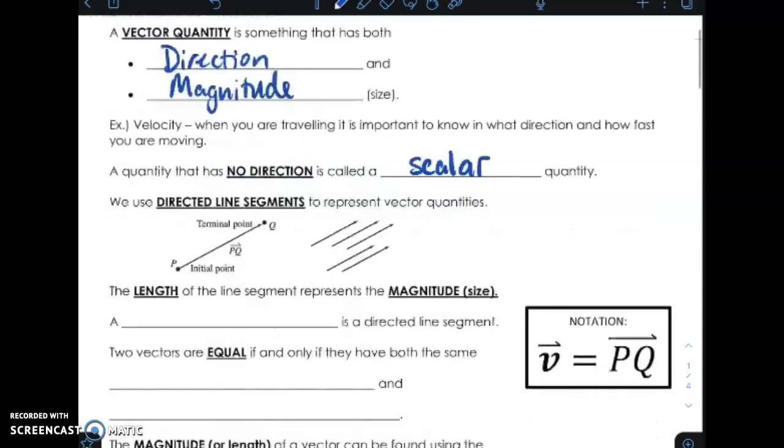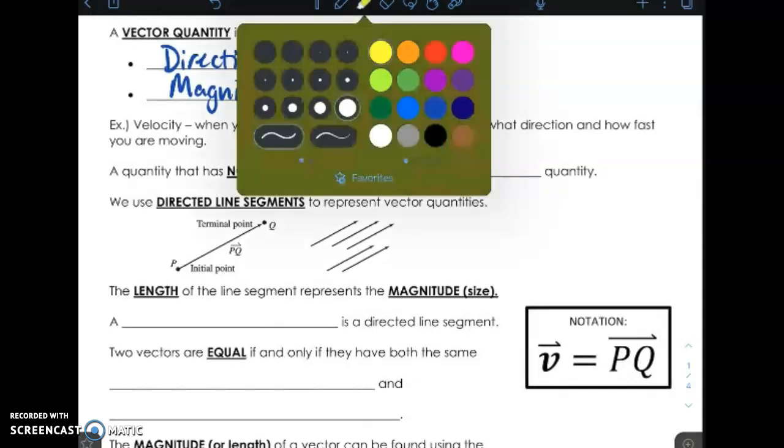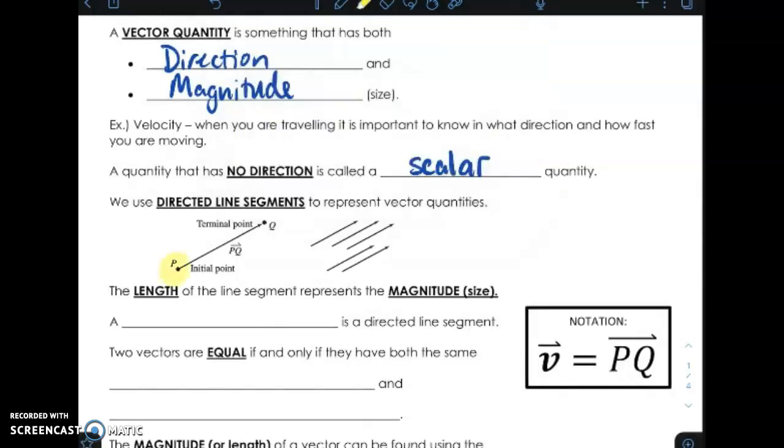So you can see here, this is an example of a vector where we've got an initial point P, we've got a terminal point Q, and you see there's an arrow on the end of that, so that's a directed line segment. It's pointing in the direction that it's traveling. And it's labeled there with the notation PQ, with an arrow on top.